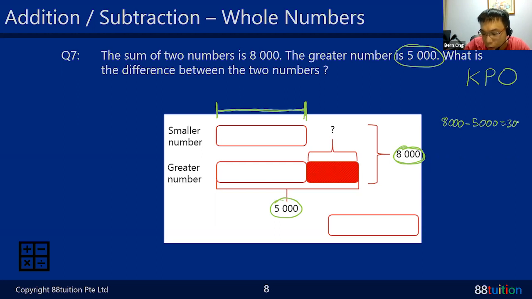So be careful. Look at the question. Don't jump to conclusions. Just now, some of you wrote 3,000. Brandon, it's not 3,000. The final answer is not 3,000.